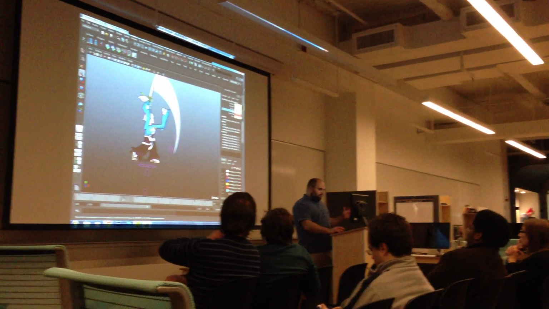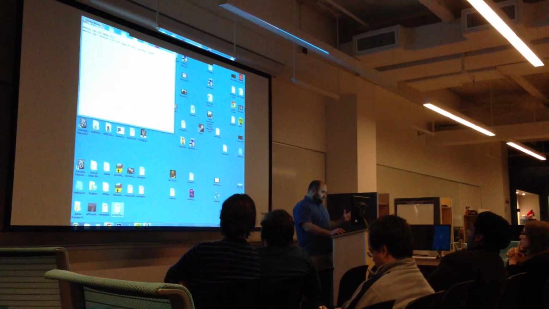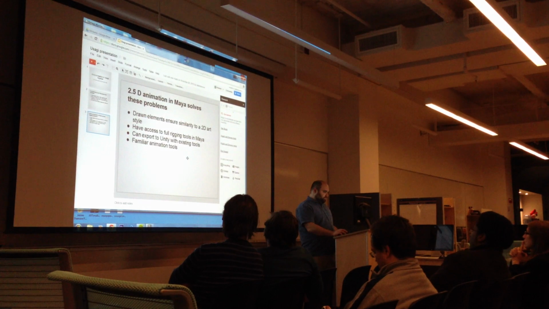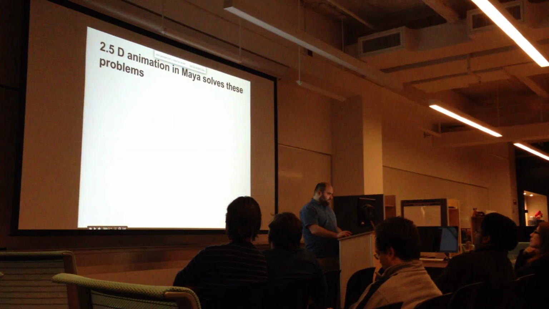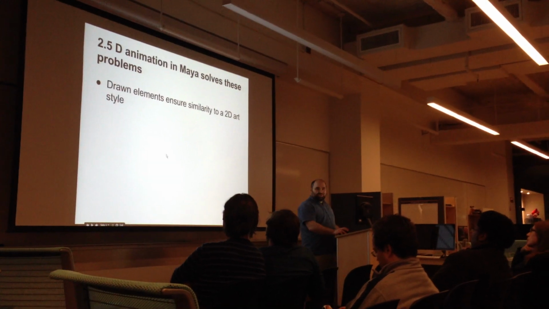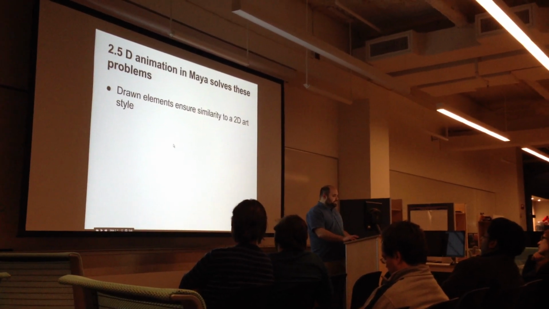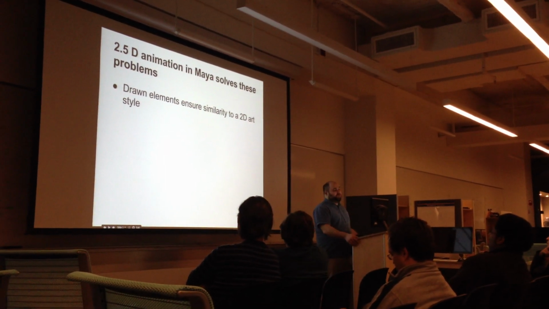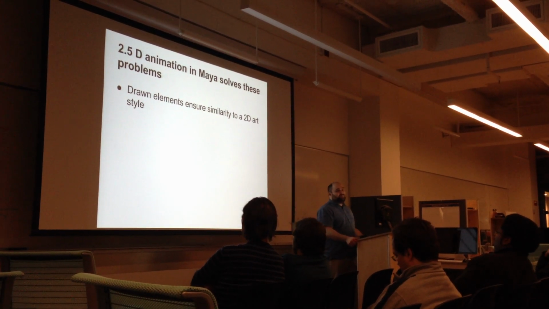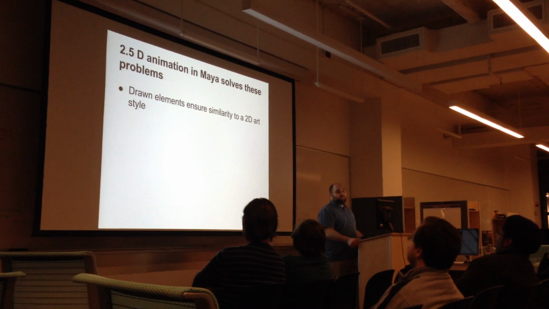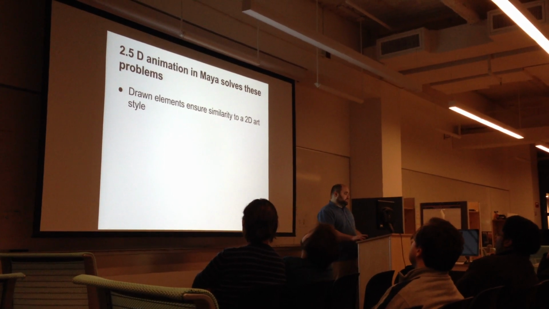So let me just swap back to my notes there for a second. So some of these I've already discussed, but I'll just go over them anyway. It does ensure similarity to a 2D art style, and that was something that was very important. It's just really, really difficult to make a 3D character look like something that has been drawn.